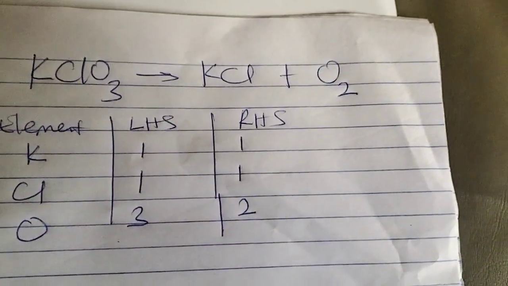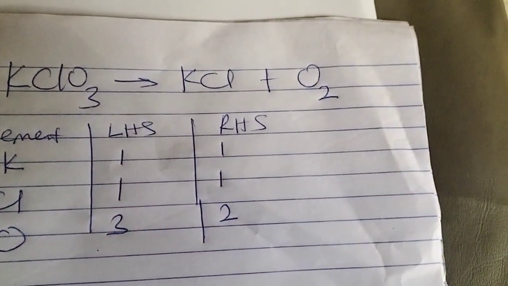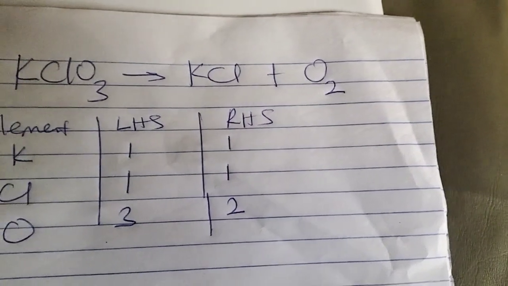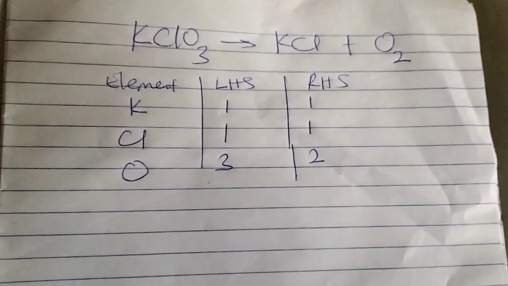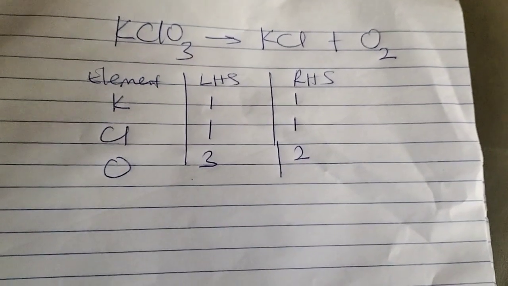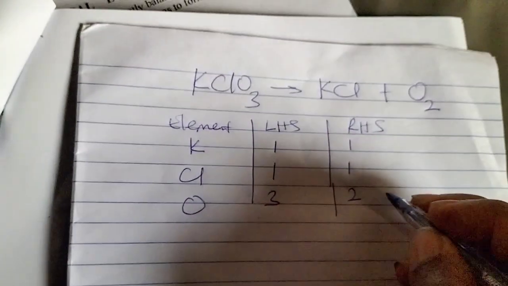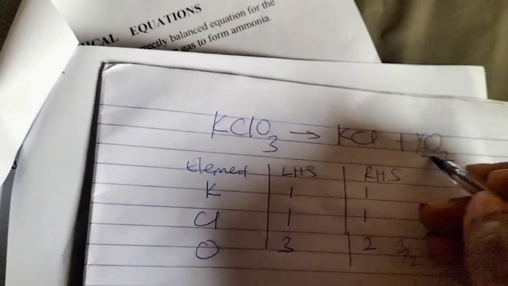So go to the product side and look for oxygen. Is it on its own? Yes, you can see oxygen on its own. So we can apply fraction. Since 3 is not a multiple of 2 and the oxygen we're looking for is on its own, we divide the bigger number 3 by 2 and then move it to the front of oxygen, 3 over 2.